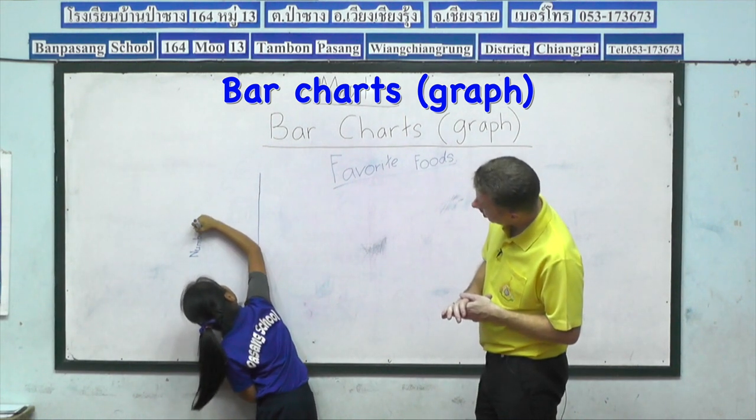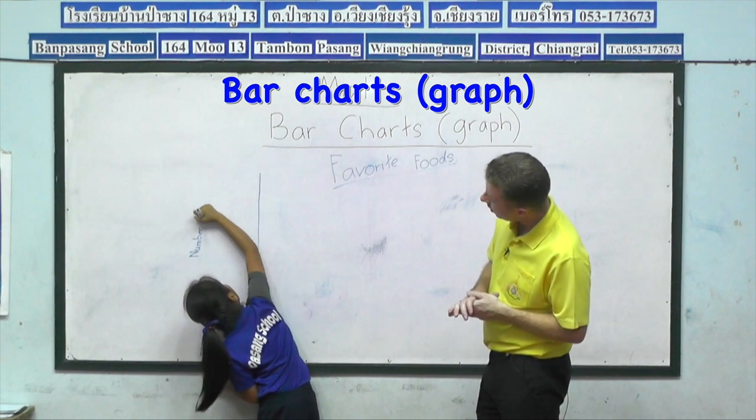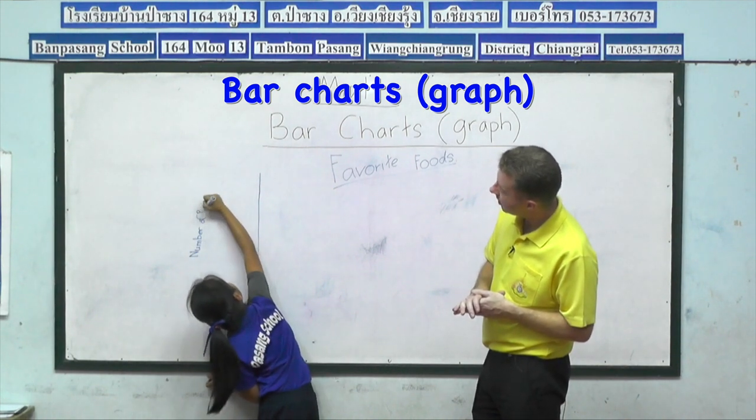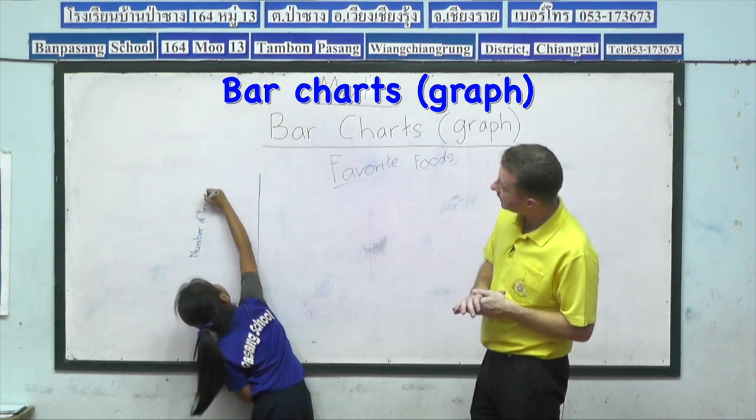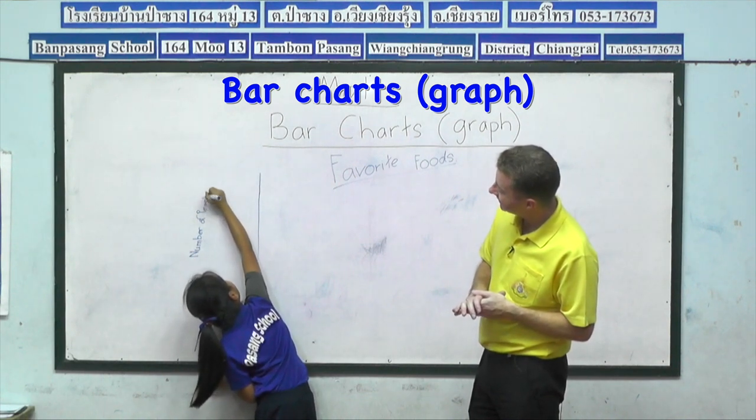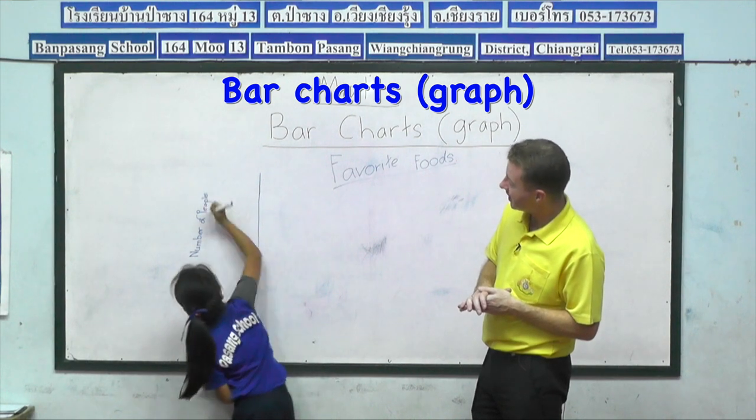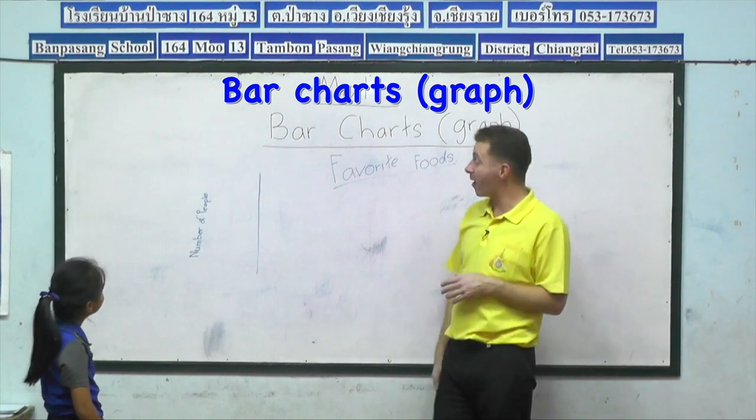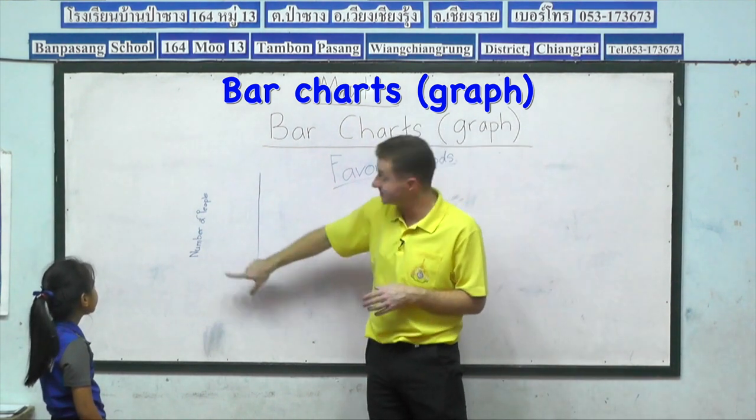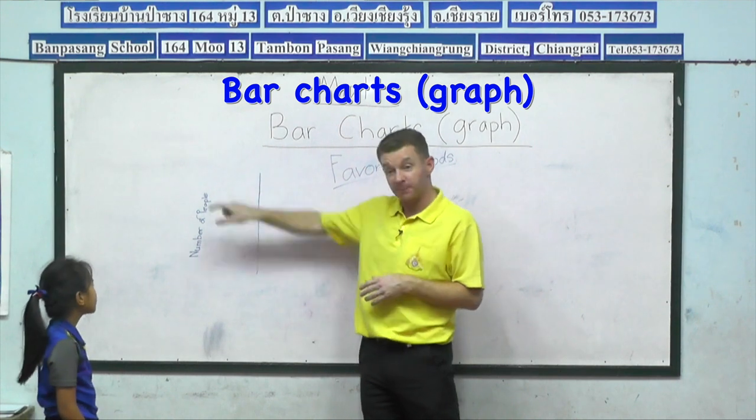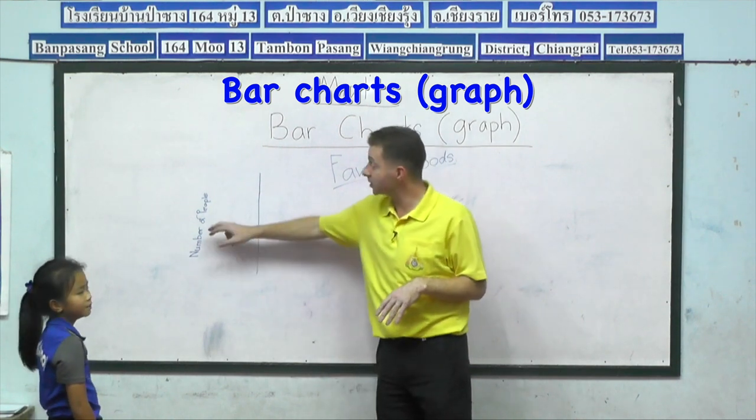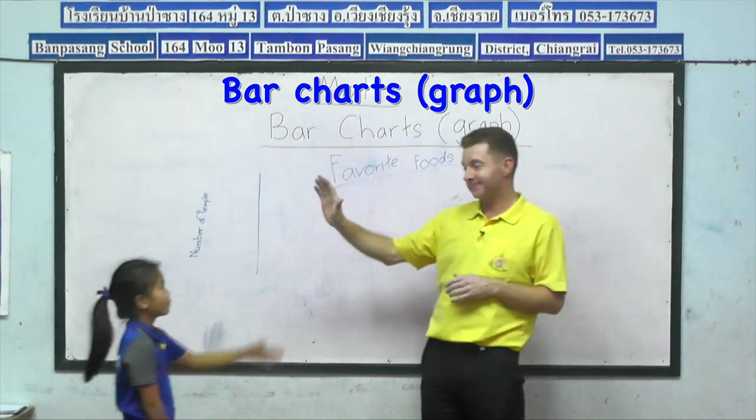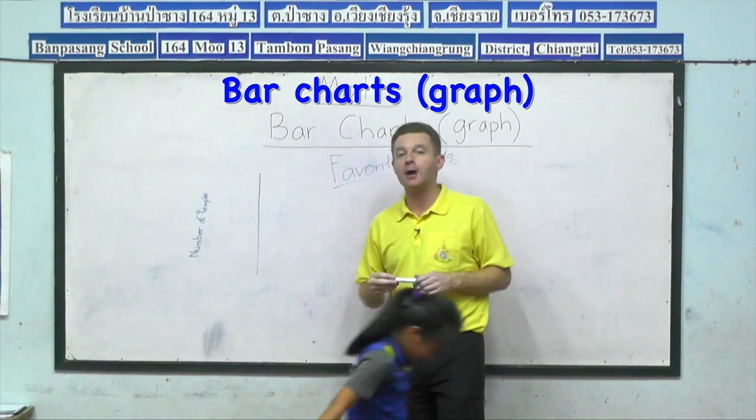N, U, M, B, E, R, of, P, E, O, P, L, E. Wow, that's brilliant. Just enough space on top. So we can see that our vertical axis label is number of people. Because we're going to be counting the number of people who have favorite foods. Wow, that was brilliant. High five. Big round of applause for Preo, please, guys.